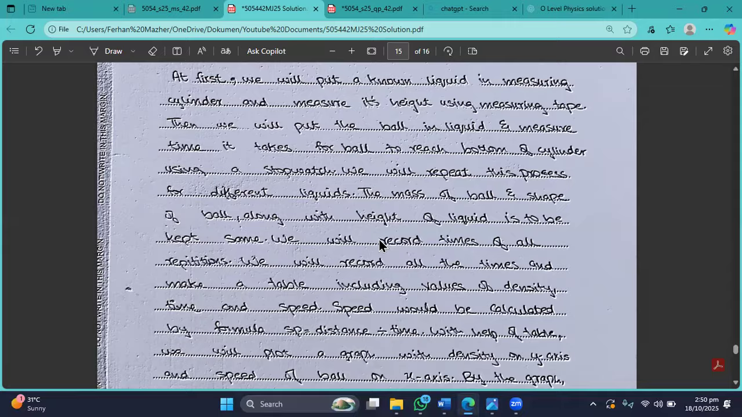She has not mentioned that densities are known. The mass of the ball and the shape of the ball, along with the height of the liquid, every time is to be kept the same. We will record the times of all repetitions.